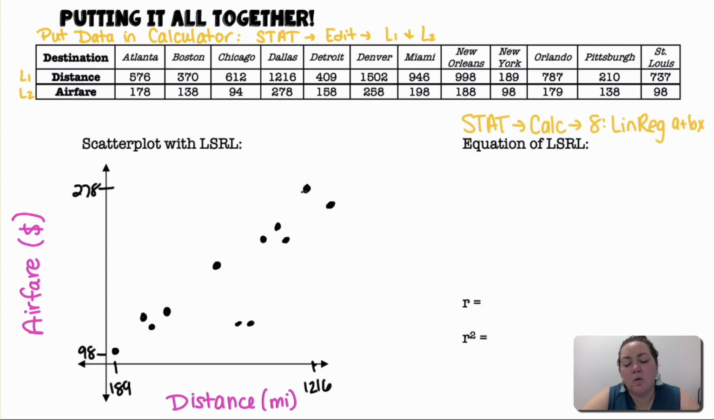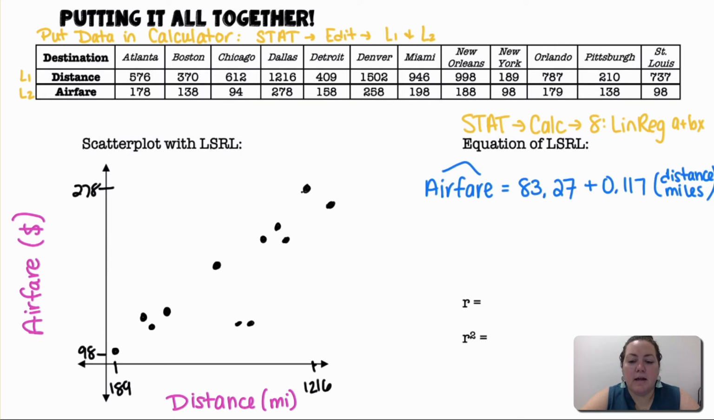All right, so to get my equation, I'm going to go to Stat Calc option 8, which is LinReg a plus bx. All right, and I get y equals 83.27 plus 0.17x. For y and x, I'm going to plug in my variables. So my y variable was airfare, so it's predicted airfare. Okay, I'm making a linear regression equation for the predicted y values, so airfare needs to have that hat on top of it. And then my x variable was distance in miles, so I put that inside of my parentheses. Okay, you want to plug the context in there.